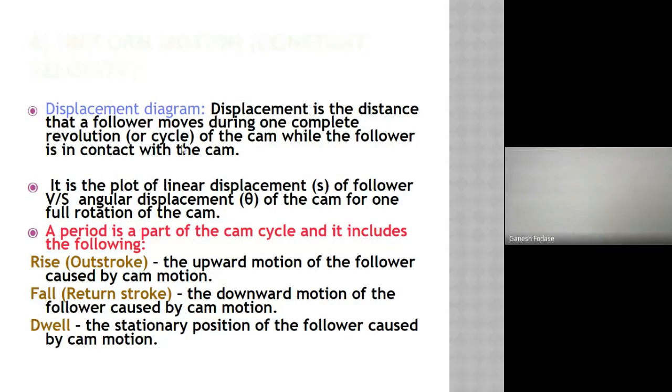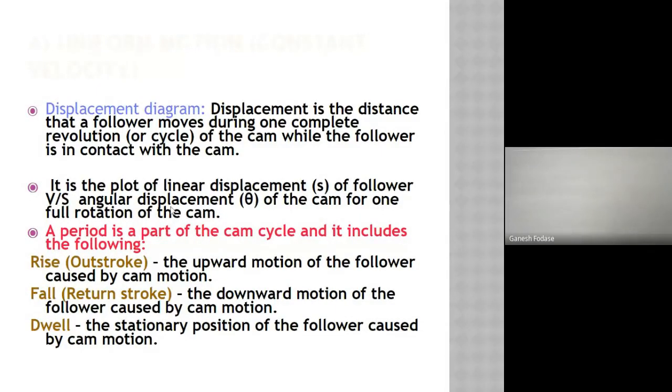So before that, we'll talk about the displacement diagram. We know that when the cam rotates, the follower will move in either a reciprocating manner or an oscillatory manner. So displacement is the distance that the follower moves during one complete revolution of a cam, when the follower is in contact with the cam. When the cam rotates, the follower will be displaced, and that displacement of the follower is plotted on a displacement diagram on the y-axis with respect to angular displacement of the cam. So a displacement diagram is a plot of the linear displacement of the follower with respect to angular displacement of the cam for one full rotation of the cam.